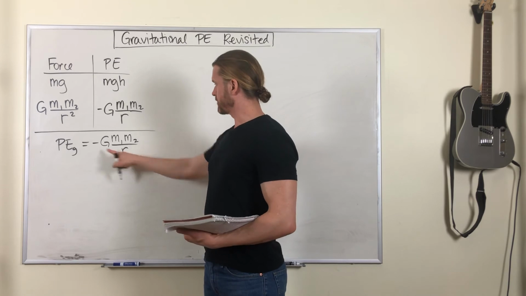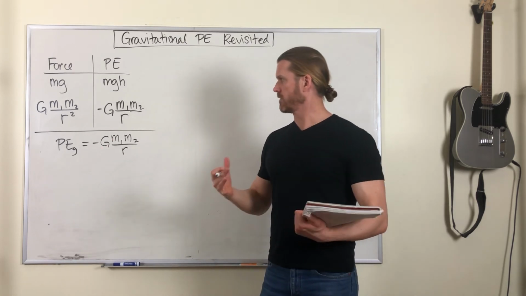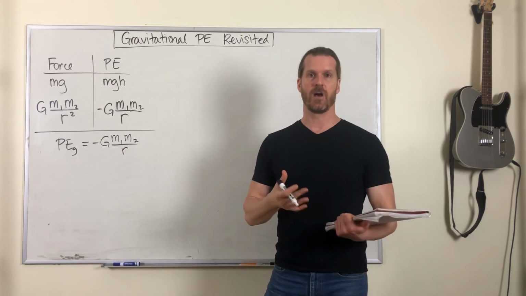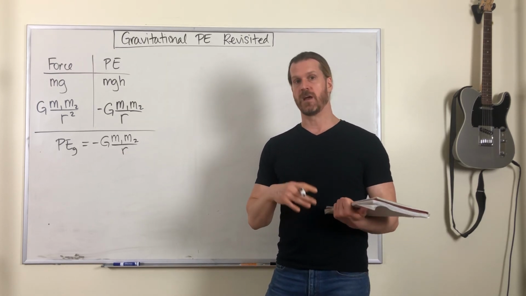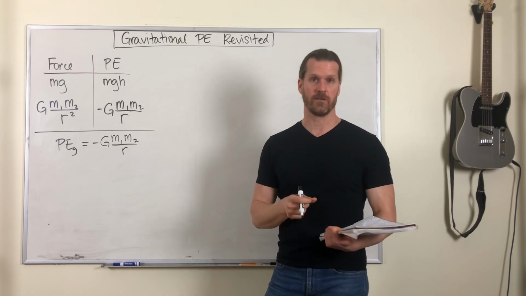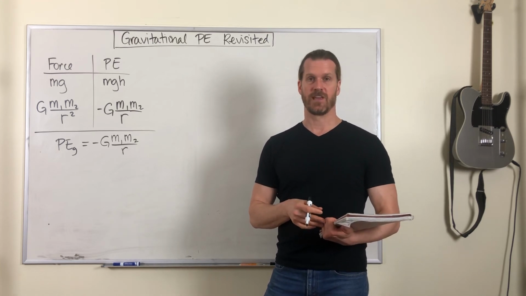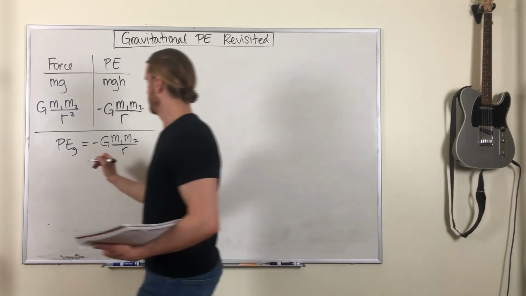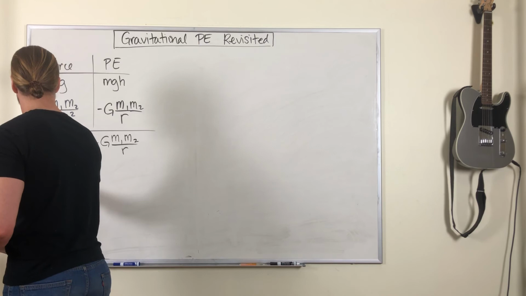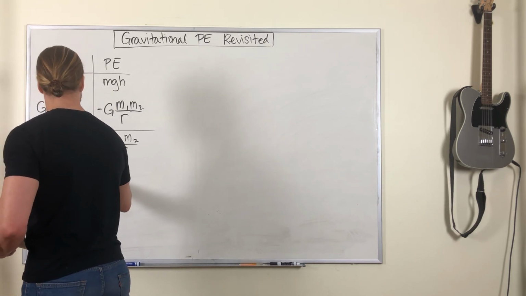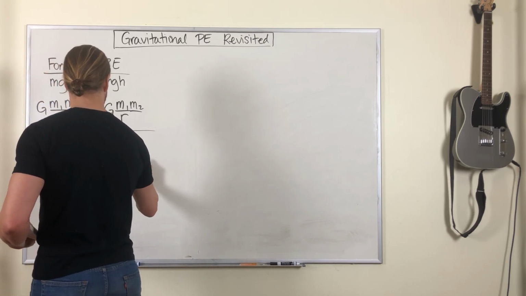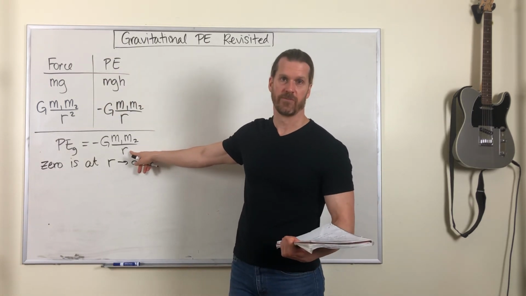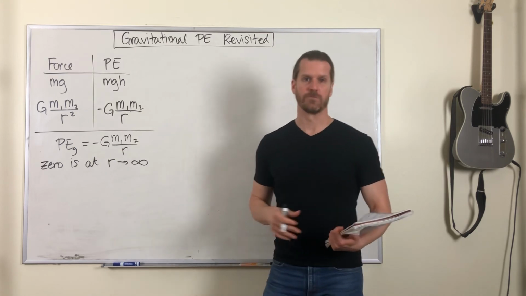And this minus sign and the fact that you have an r in the denominator means that we have now defined our 0 point of potential energy at a location r equals infinity. So you can see if you put r equals infinity here, this expression goes to 0.